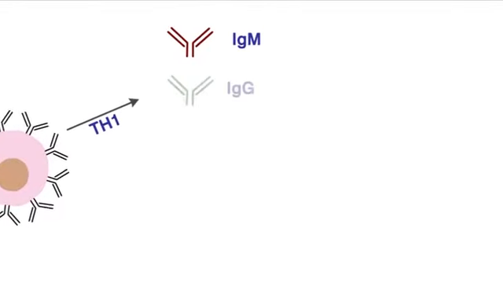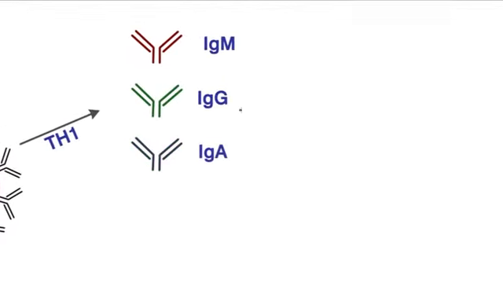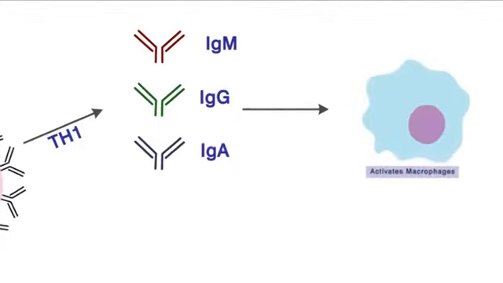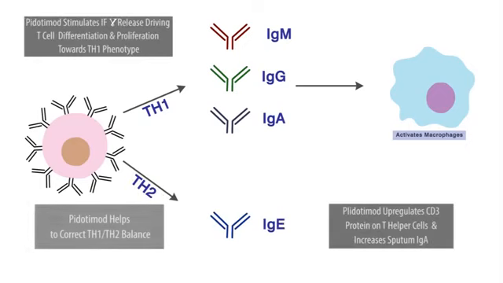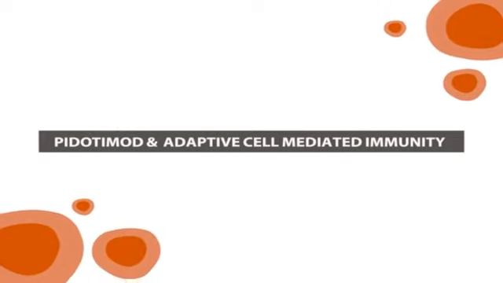Once activated, they stimulate B cells. Th1 immunity stimulates IgM, IgG, and IgA production, leading to macrophage activation. This is promoted by IFN gamma release. Th2 immunity stimulates IgE production. Pidotimod stimulates IFN gamma release, upregulates CD3 protein on T helper cells, corrects the Th1-Th2 balance, and also increases sputum IgA.